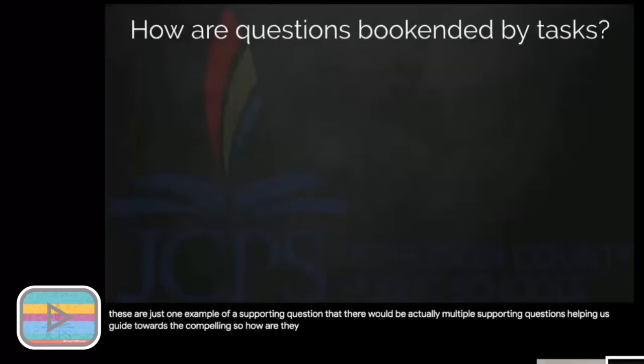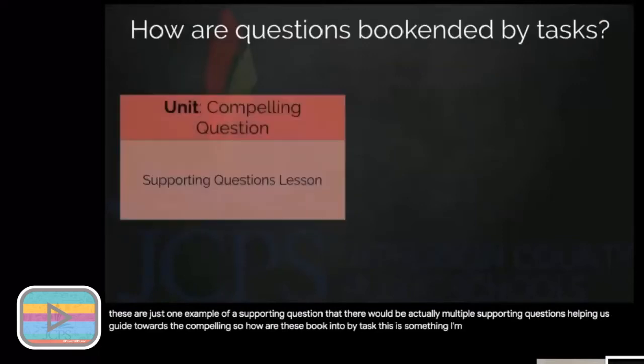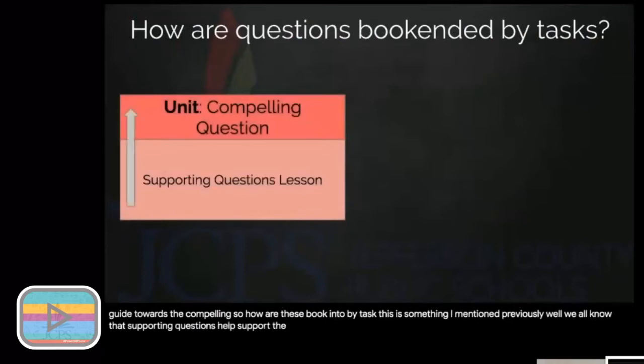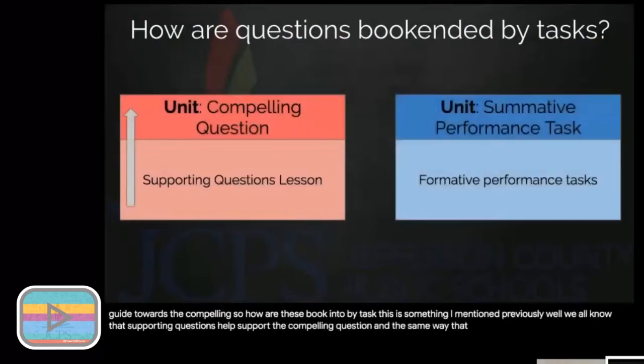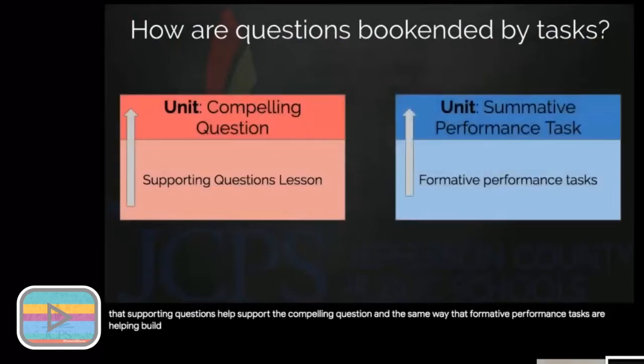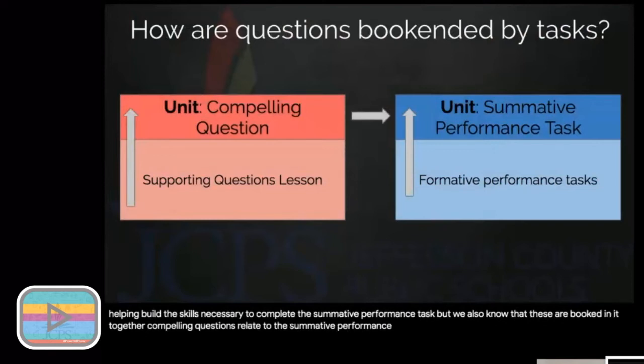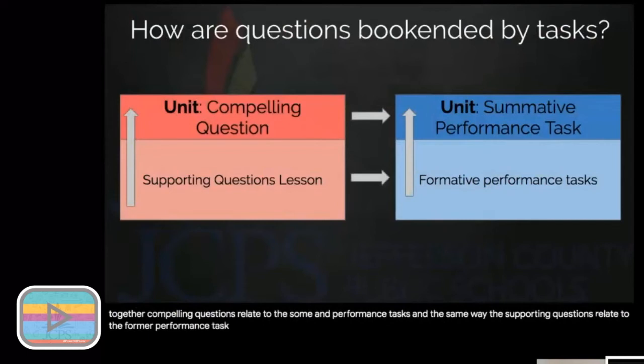So how are these bookended by task? This is something I mentioned previously. Well, we all know that supporting questions help support the compelling question in the same way that formative performance tasks help build the skills necessary to complete the summative performance task. But we also know that these are bookended together. Compelling questions relate to the summative performance task in the same way that supporting questions relate to the formative performance task. What I've oftentimes likened this to is a Tootsie Roll.